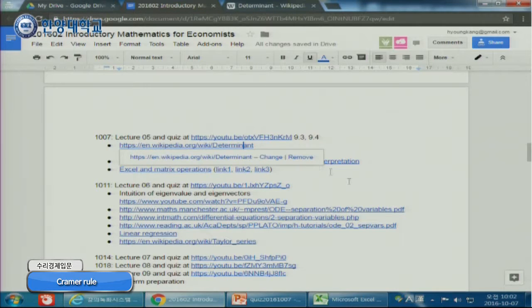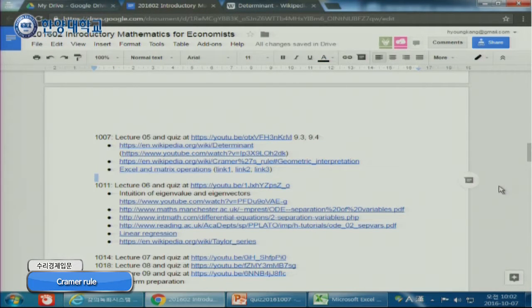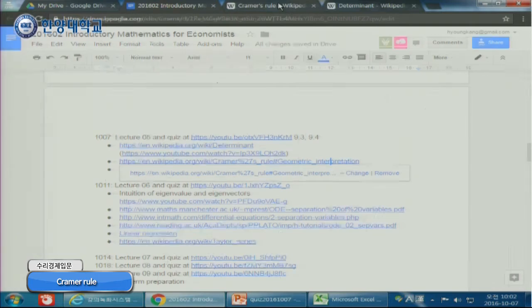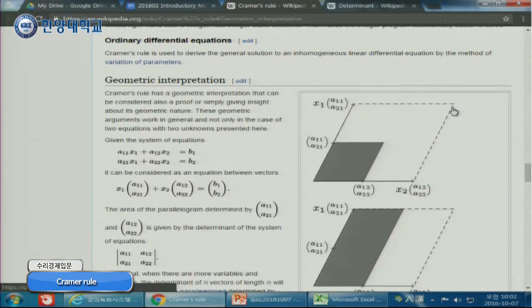Now, once we understand the intuition of the determinant, then we can understand the intuition of Cramer's rule, right? Cramer's rule is kind of a mechanical formula. And maybe you wonder where the formula comes from, where Cramer's rule comes from. Well, there is also a geometric interpretation. Cramer's rule, geometric interpretation.